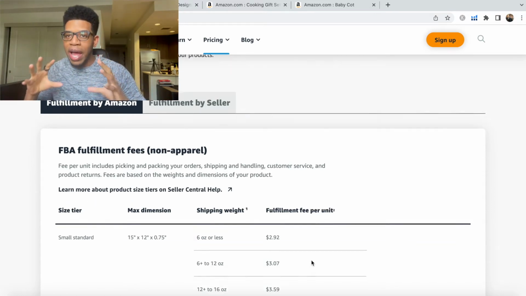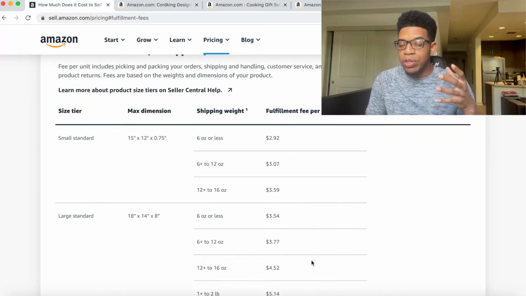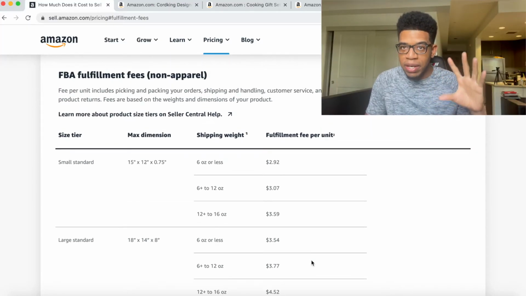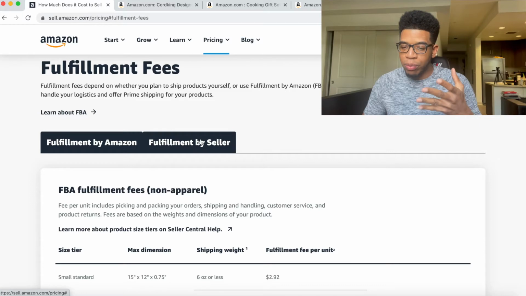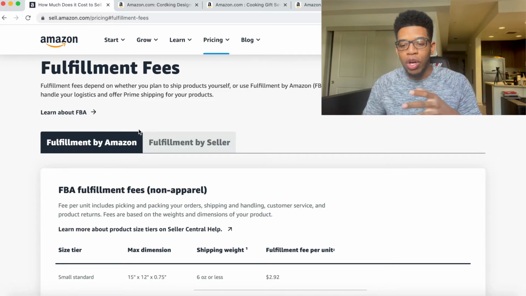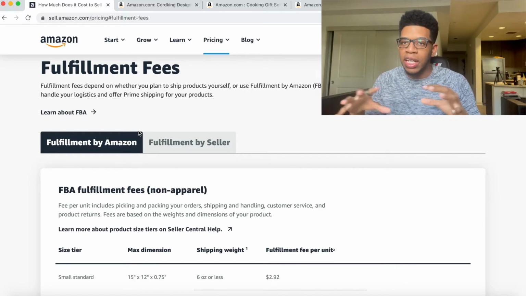These are going to be real active rates. And so depending on the weight and the size of your product, this is where things can get very, very expensive if you have a big product. So when it comes to fulfillment fees, we have fulfillment by Amazon, which is what I just mentioned, where they ship out your product, or we have fulfillment by seller. We're not going to be focusing on fulfillment by seller because, once again, the model where I'm shipping out all my products is not sustainable and it's not scalable.